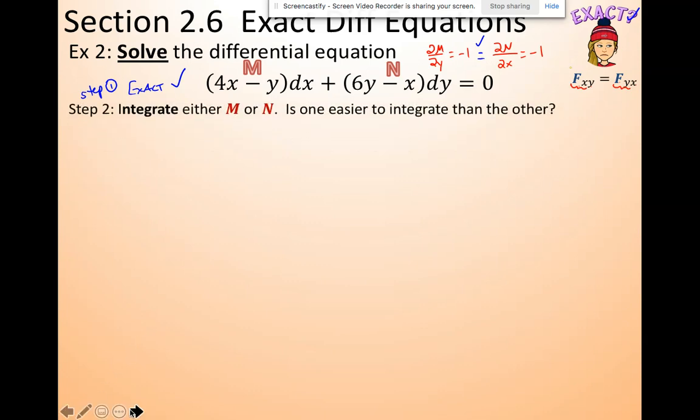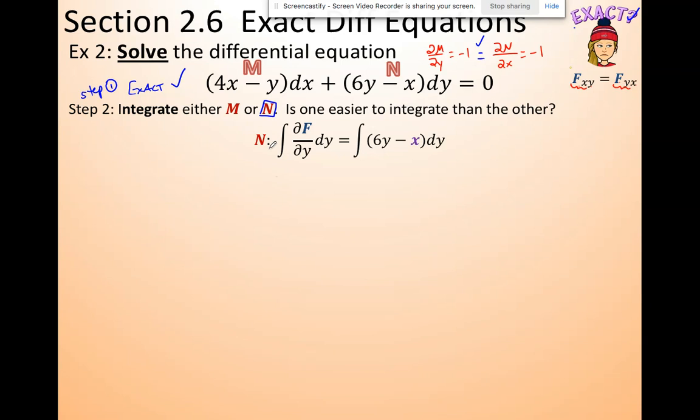So now on the previous slide, this was step one. I had to do a prequel step. I had to do a new step one on this one simply because they didn't tell me it was exact. Once I verified it's exact, I'm going to do the same process. Now for this one, again, you can integrate either one. It doesn't matter. In this case, both of them are easy to do. And I'm just going to demonstrate picking N this time, just to show you it can be done.